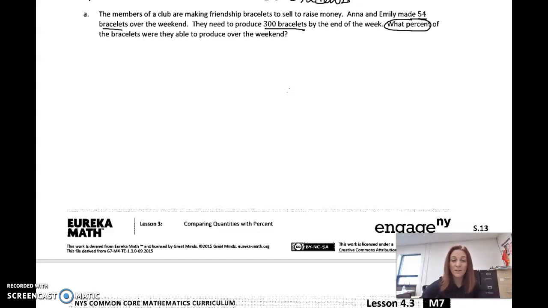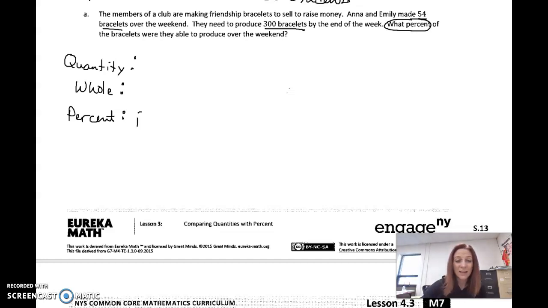Always on the side, write these 3 words: quantity, whole, percent. If you can do this, you're going to make the problem really easy. The more you write down, actually, the easier the problem is. So I'm going to write this down. Remember, the easiest thing to pick out is the percent because it has a percent sign. I don't have any percent signs here. It says what percent, so I'm going to give that a variable. I'm going to call it P. Oops, I'm going to try to make it a little neater.